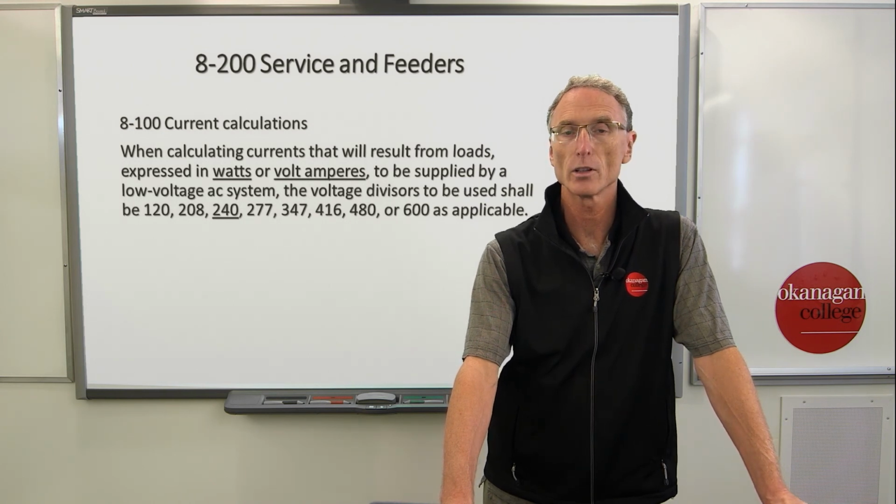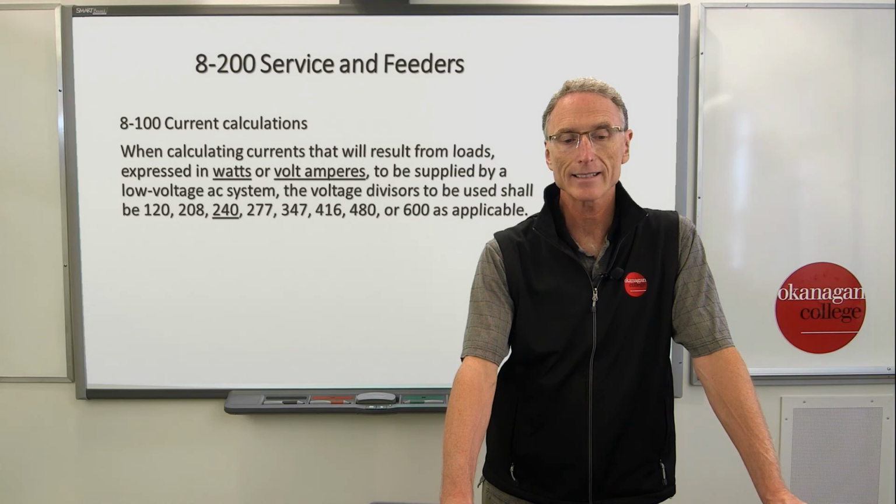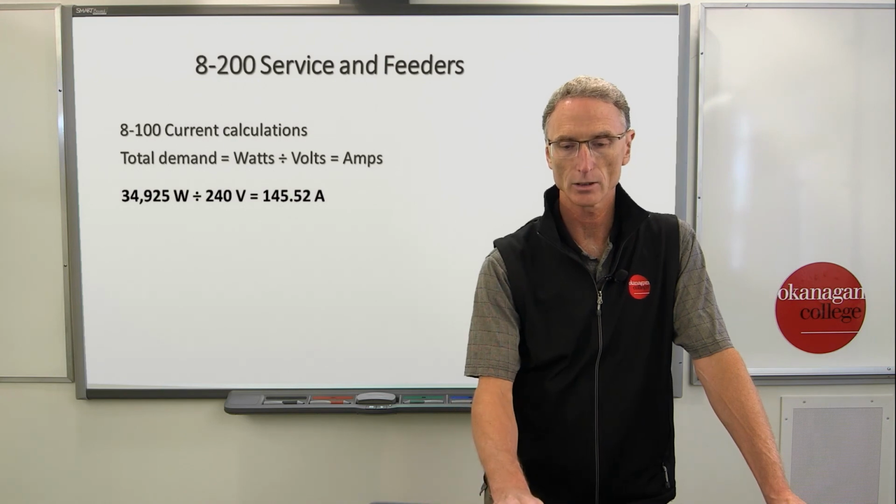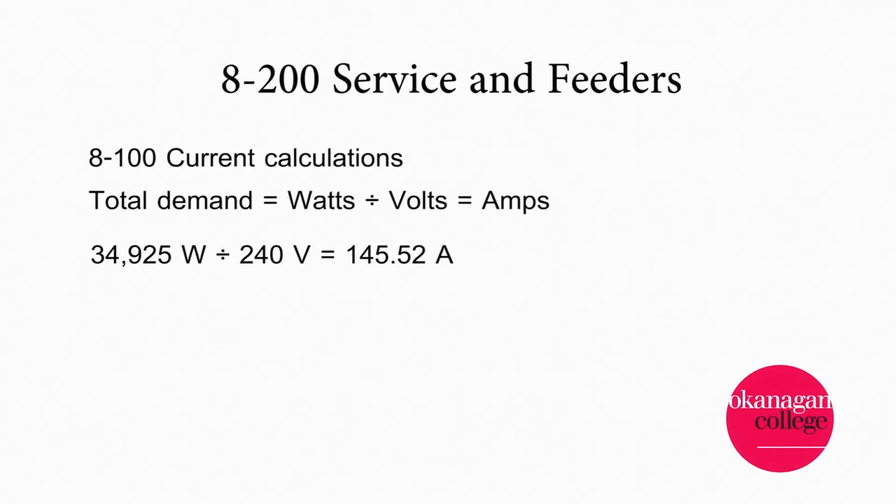So we have a neutral and 2 hots. In that system, it's going to be called a 120/240, and we saw that on the first slide. That was the service that we're going to have. So because we have 2 hot lines with 240 volts between, we will use that for our calculation. So what does that look like? Let's have a look here.